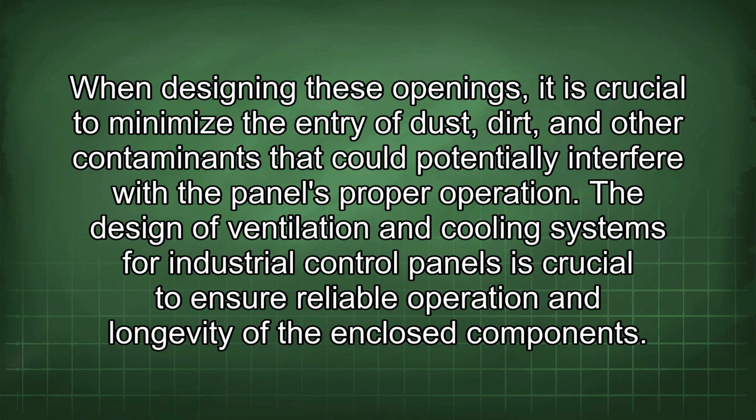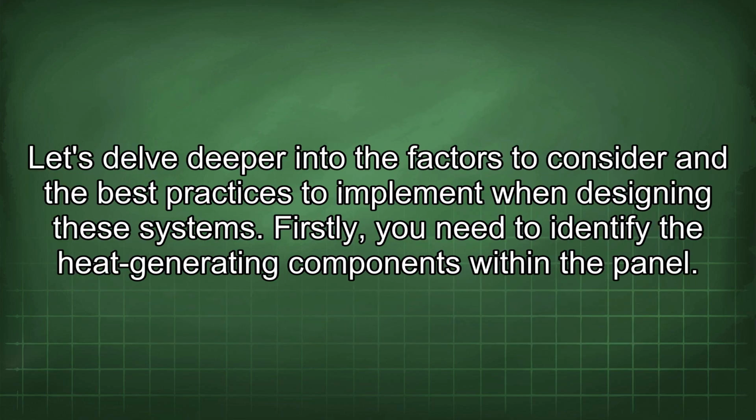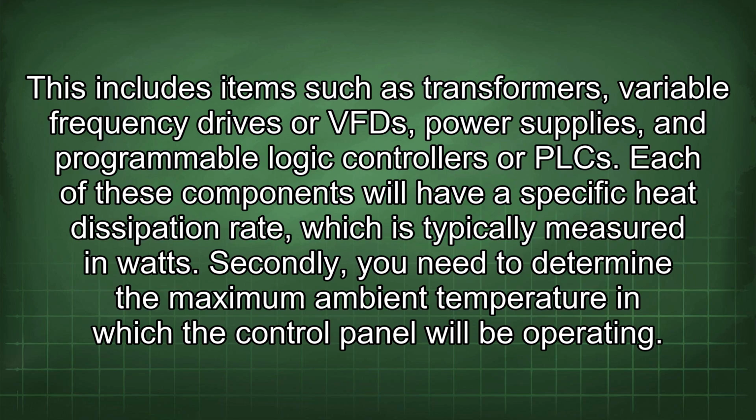The design of ventilation and cooling systems for industrial control panels is crucial to ensure reliable operation and longevity of the enclosed components. Let's delve deeper into the factors to consider and the best practices to implement when designing these systems. Firstly, you need to identify the heat-generating components within the panel. This includes items such as transformers, variable frequency drives or VFD, power supplies, and programmable logic controllers or PLC. Each of these components will have a specific heat dissipation rate, which is typically measured in watts.